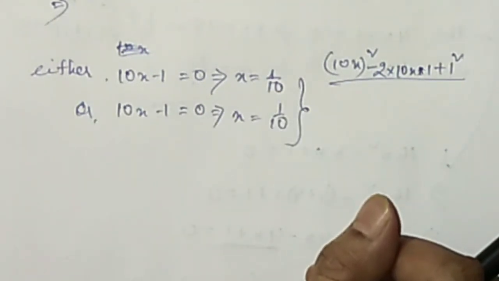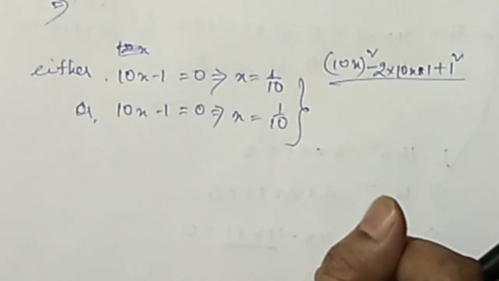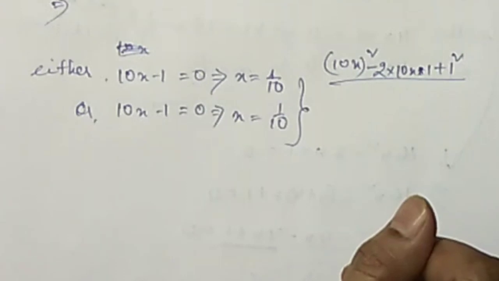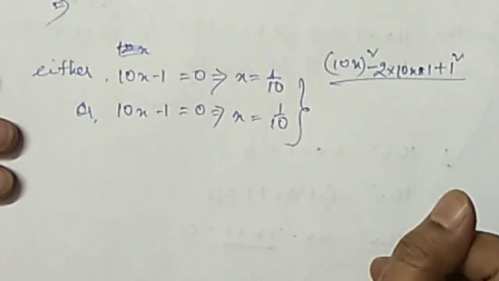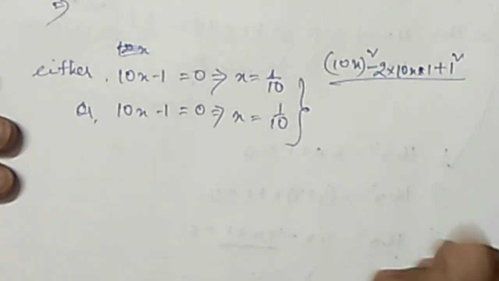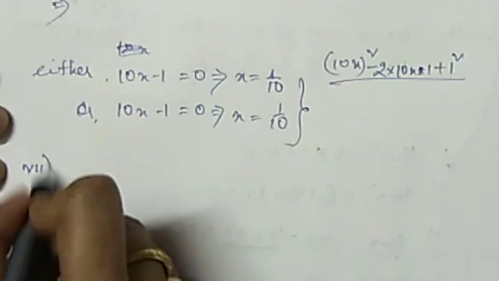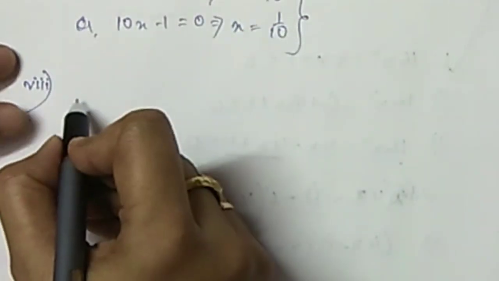Question number 5 I have done. 6, 7 are very simple. You try to do yourself, because in exam time you don't expect the same question as it is. Question never comes like that, so you have to go with the method for solving any type of sums.